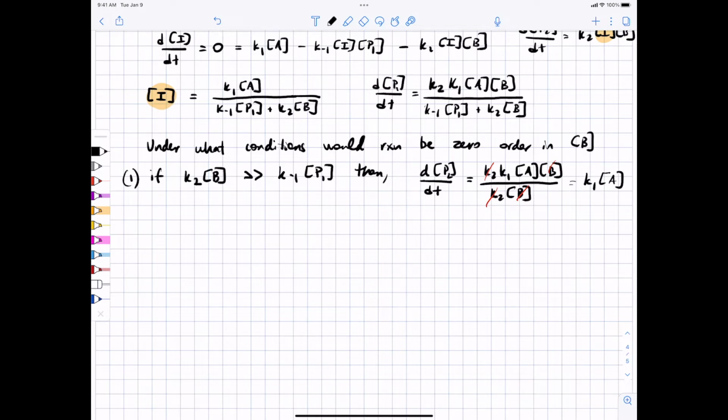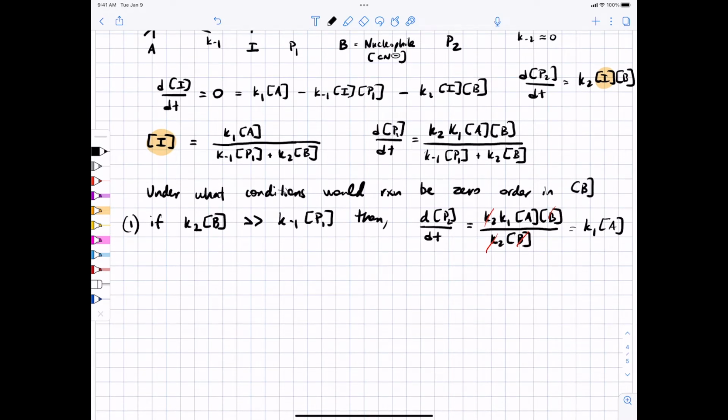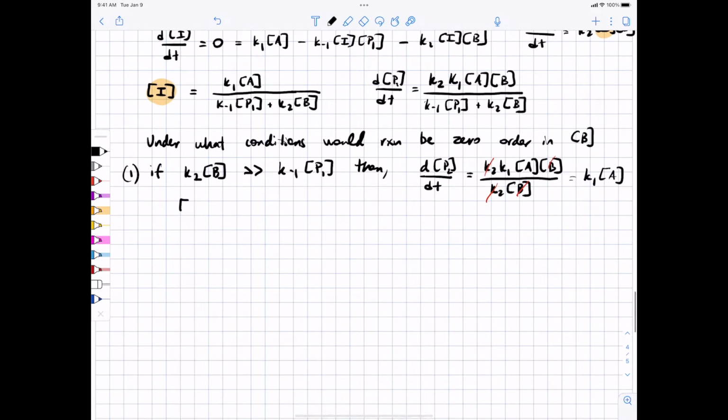So this would be sort of classical first order reaction conditions for the SN1 reaction. How can the k2 term be bigger than the k minus 1 term? Well, one way is for the B concentration to be large. Another is for the k2 term to be fast.